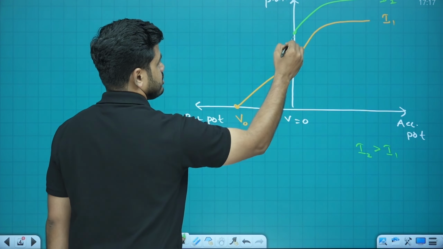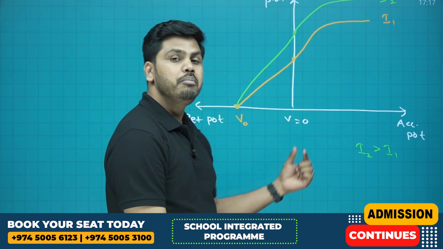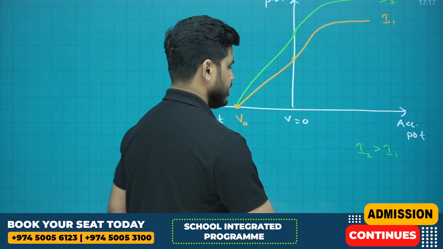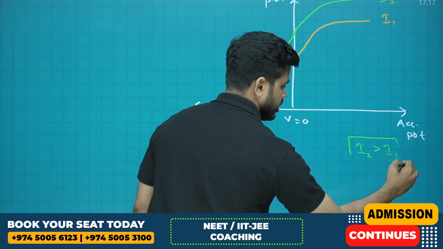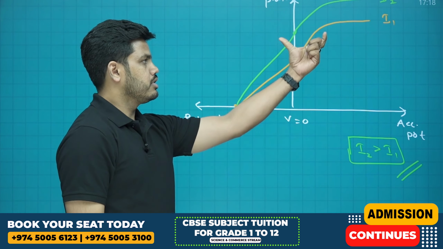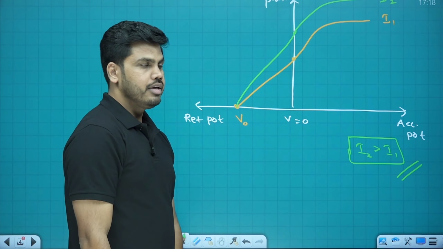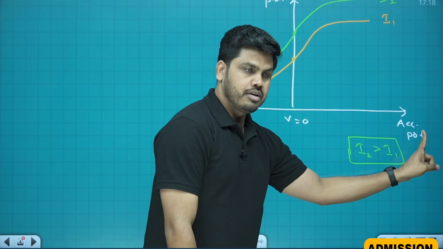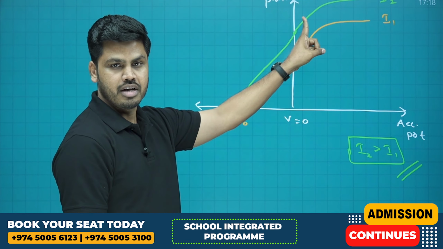And on the other side, see, we keep the same stopping potential because there is no change in frequency. You're asked to draw it for different intensities only. So this is the relation. This is the graph required. Okay. So accelerating potential versus photoelectric current graph.